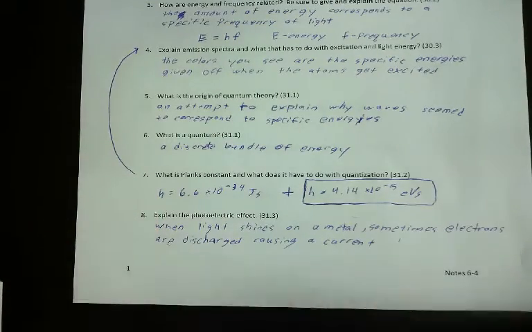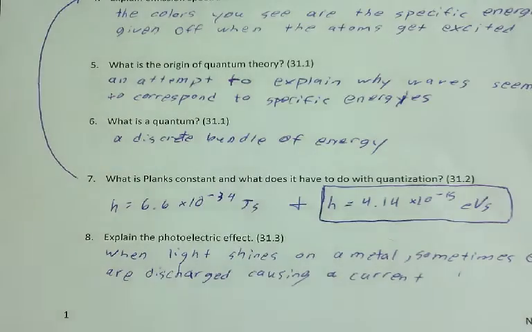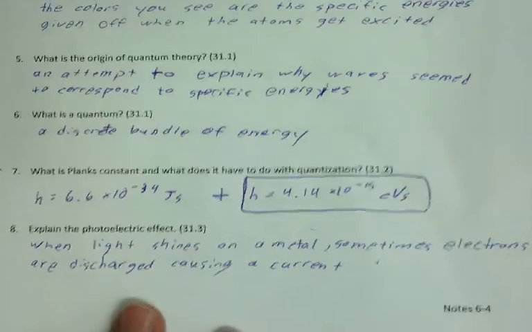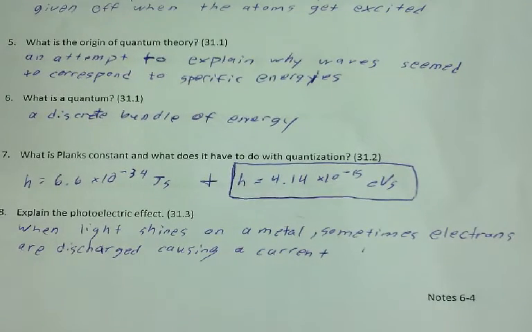All right. Number 8. So what is the photoelectric effect? Explain the photoelectric effect. So here's the effect. When light shines on a metal, sometimes electrons are discharged, causing a current. The key word is sometimes. It does not always happen. That is what makes this interesting, it should happen all the time, and it doesn't. It only happens for certain light.